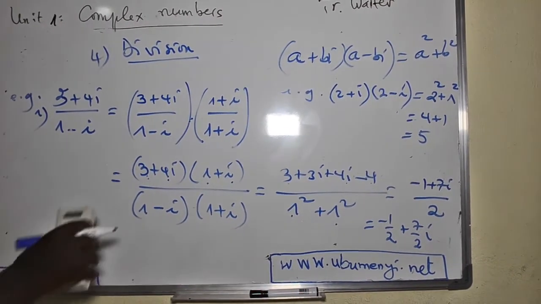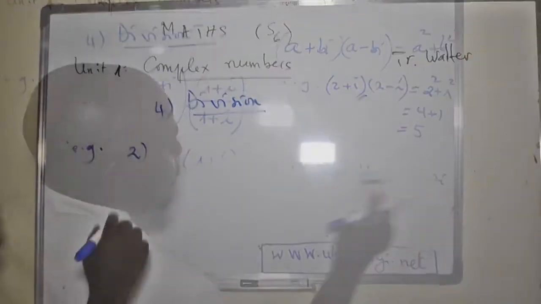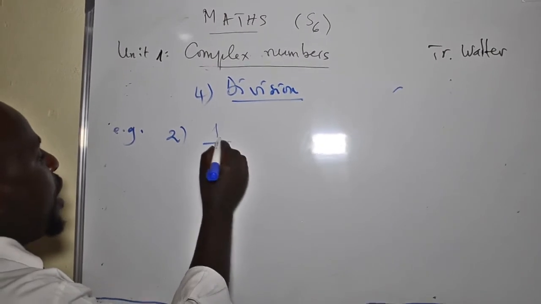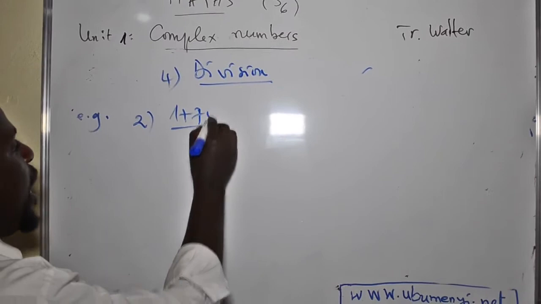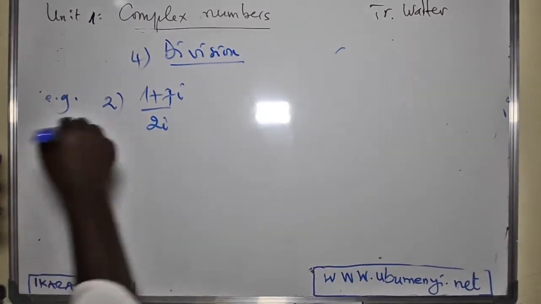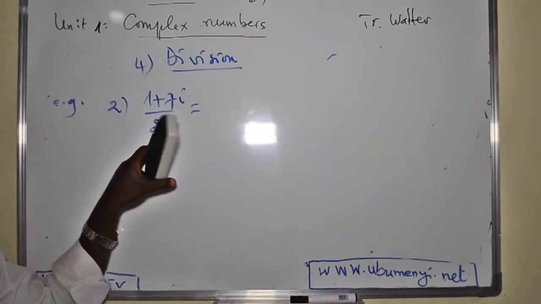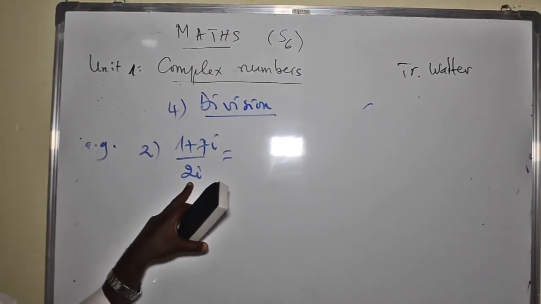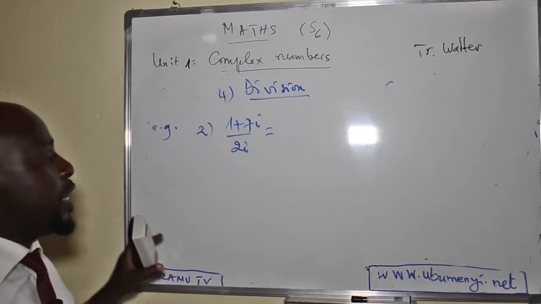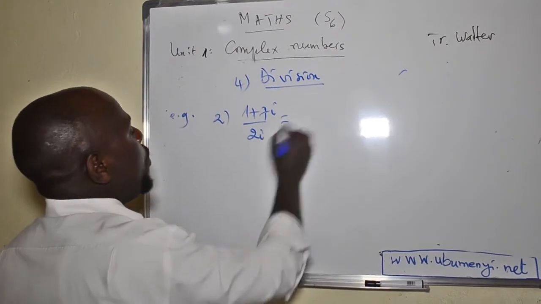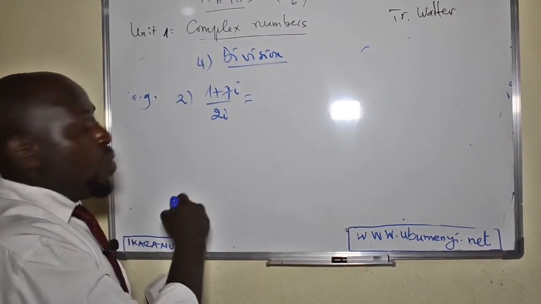I have to give you another second example, which will be easier than this. The second example will be 1 plus 7i over 2i. This is somehow simpler than what we were doing. You will see that here there is no real part, but there is only the imaginary part in the denominator. What do we do now? We no longer need to multiply with the conjugate as usual, but we just multiply with i, because here this is the imaginary part, there is no real part.